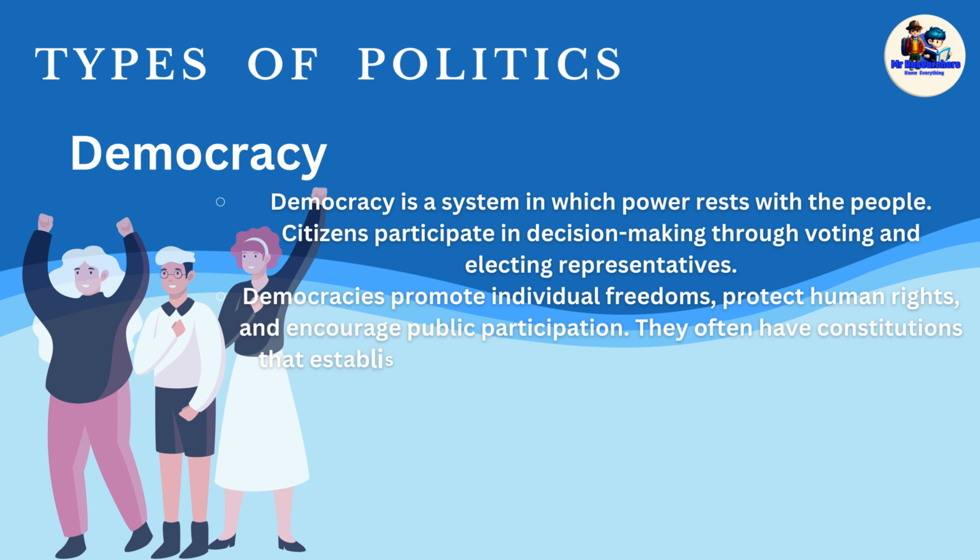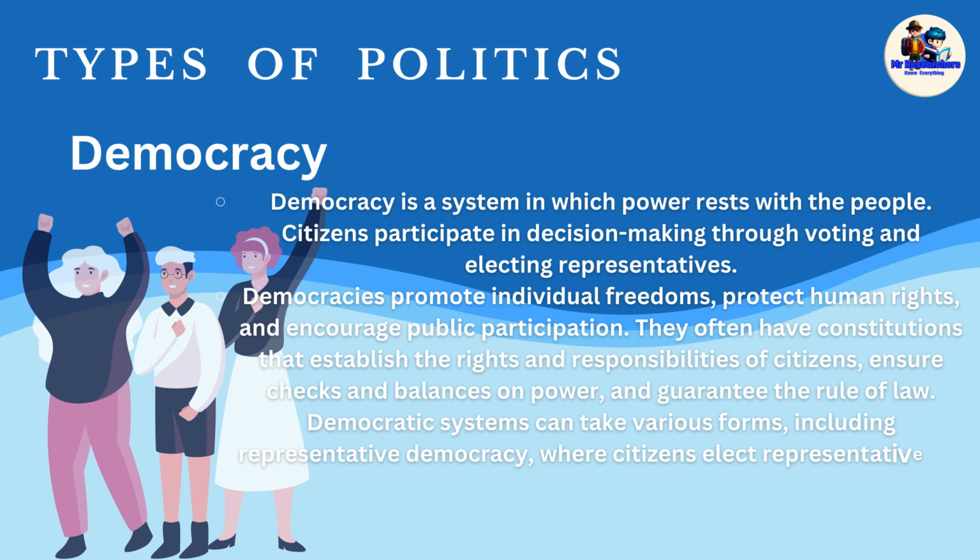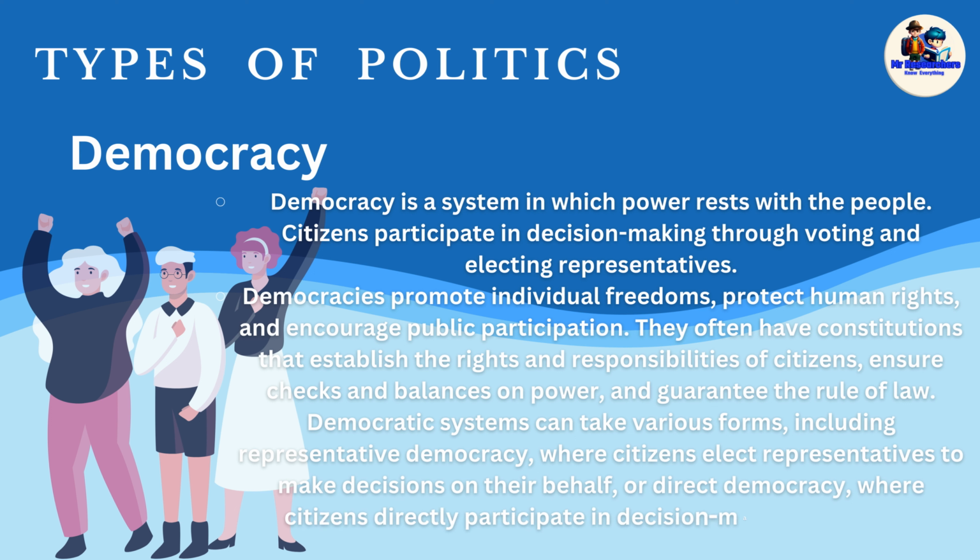They often have constitutions that establish the rights and responsibilities of citizens, ensure checks and balances on power, and guarantee the rule of law. Democratic systems can take various forms, including representative democracy, where citizens elect representatives to make decisions on their behalf, or direct democracy, where citizens directly participate in decision-making processes.